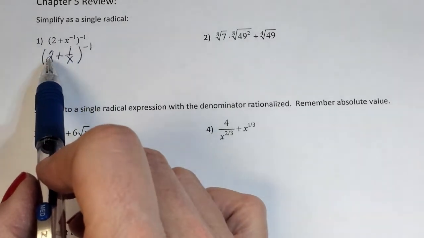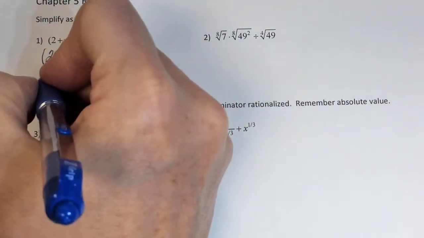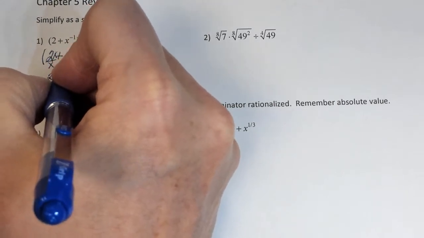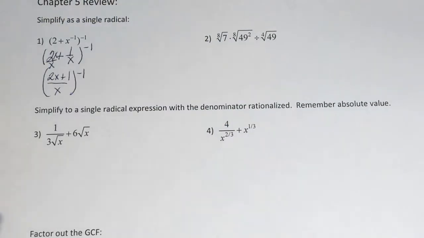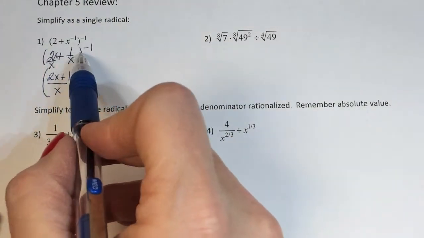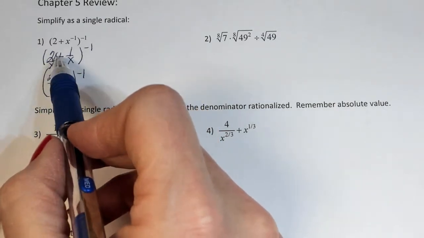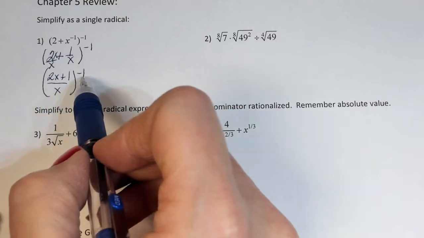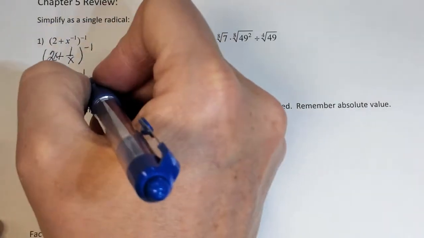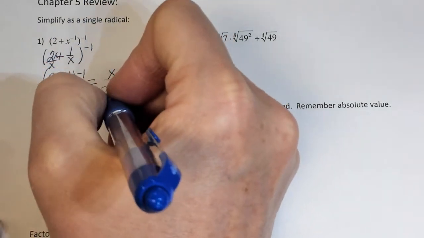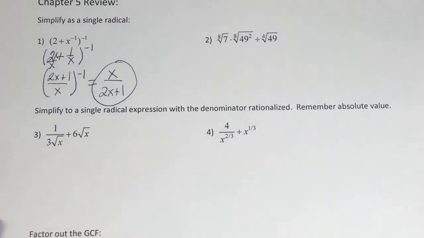So if I want to get a common denominator, I would multiply this term by x over x. So now I would have 2x plus 1 all over x. All I did was get a common denominator. Now this is just a single expression. It's not 2 terms, it's a single term. So now if I want to raise it to the negative 1, what do I do with it? Just flip it over. And that would be another way of writing it.